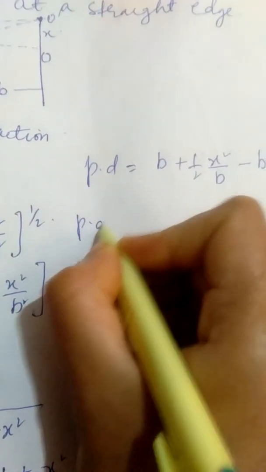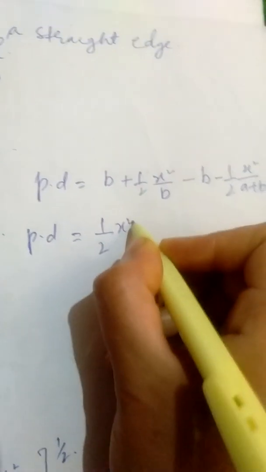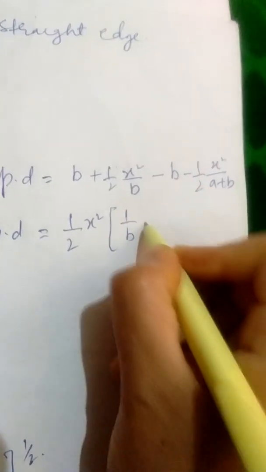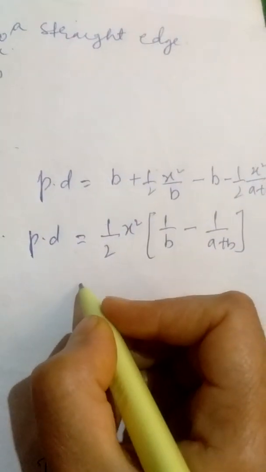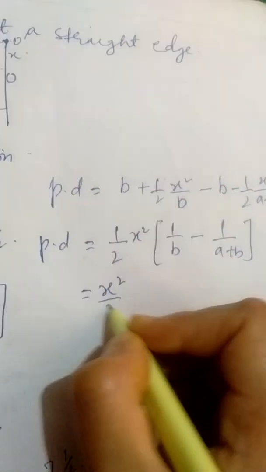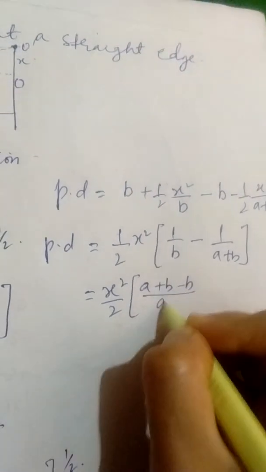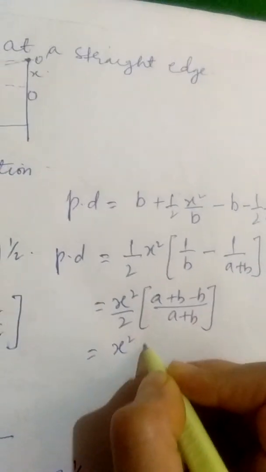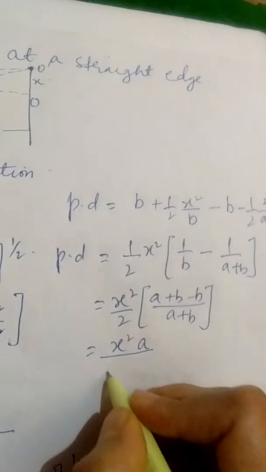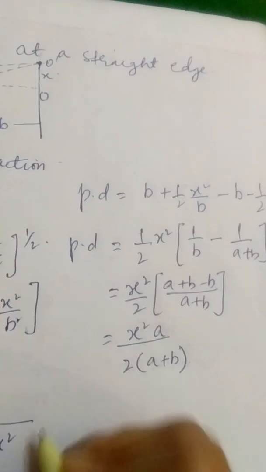Path difference will be how much? This will be half of x square, which will also be taken as common. We will be left with 1 by b minus 1 by a plus b. So this is x square by 2, [a plus b minus b] by [b(a plus b)]. So this and this will go. This is x square a by twice a plus b, right? So this is the path difference.